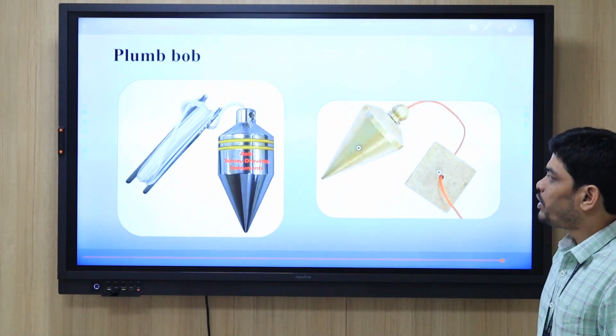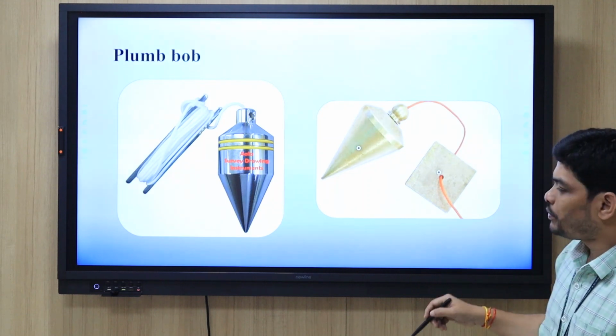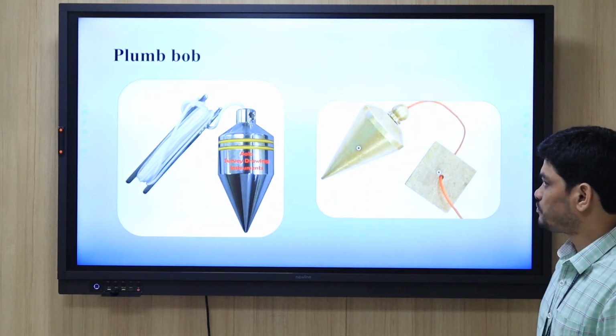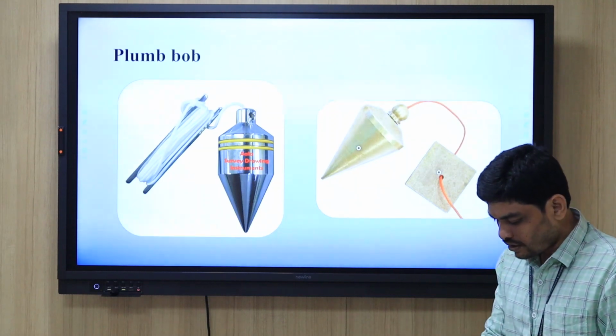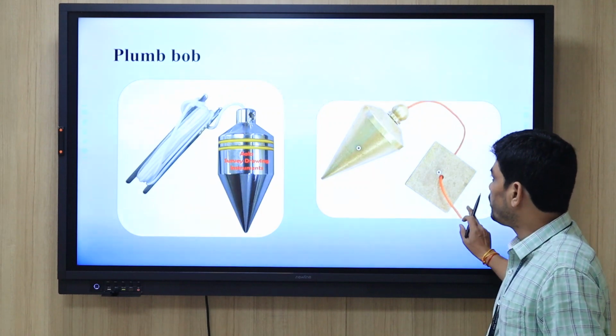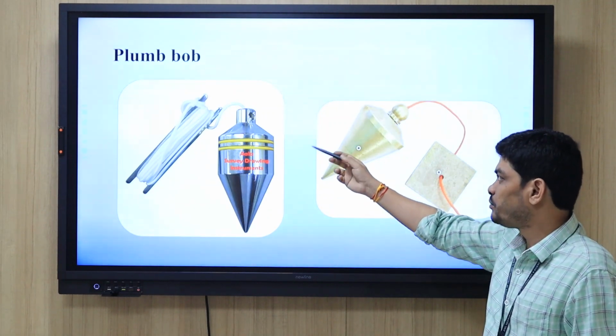Plumb bob. The purpose of the plumb bob is to mark the ground point on the scale. I will put the exact ground point on the ground with it, which has brass material, steel material, and some rope.